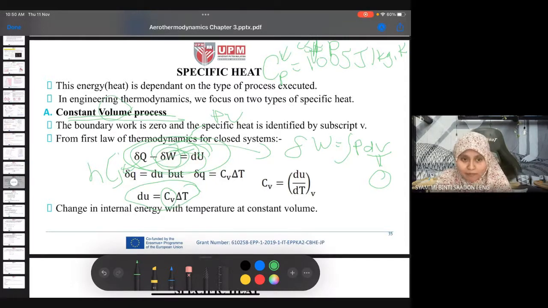So for this specific process, internal energy is equal to delta Q, the total heat transfer. Cv can also be written as dU over dT at constant V. Since you have learned engineering maths 1 and maths 2, right now you understand this notation. So the differential form dU over dT at constant volume is what we call Cv, the specific heat.